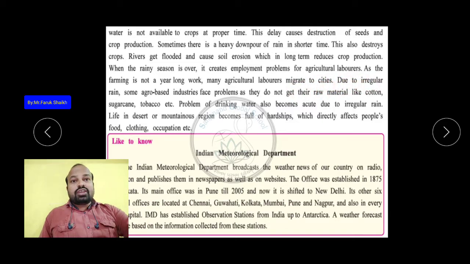Due to irregular rain, some agro-based industries face problems as they do not get raw materials like cotton, sugarcane, tobacco, etc. Because of this uncertainty of rain, many industries like cotton, textile, sugar and jaggery, and tobacco industries are affected, because they can't get raw material on time. There is also no certainty how much raw material they will get, which is why these industries face problems.